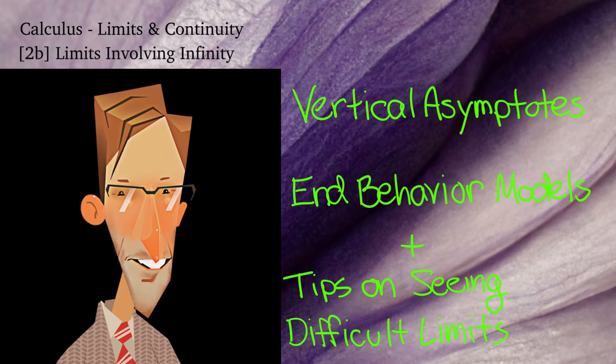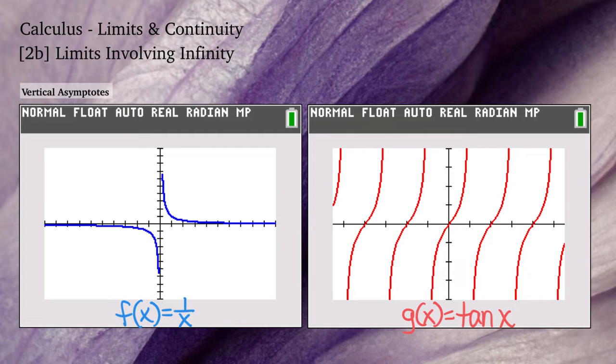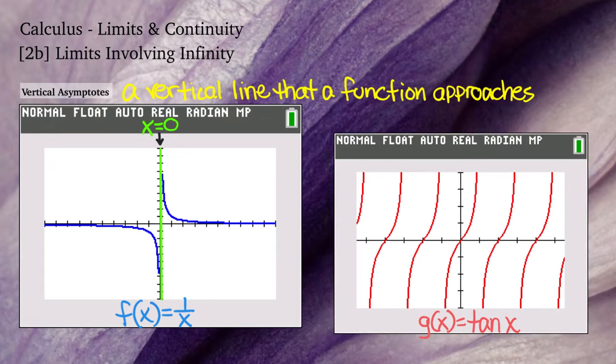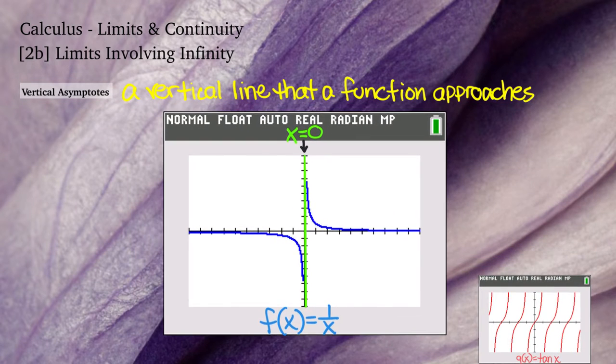Here we go. We'll start with vertical asymptotes, and we'll use these two functions to help define a vertical asymptote in terms of a limit. The informal definition of a vertical asymptote is a vertical line that a function approaches. Notice that the function 1 over x approaches the vertical line x equals 0. Wonderful. We found that asymptote using a graph, but what does that have to do with limits?